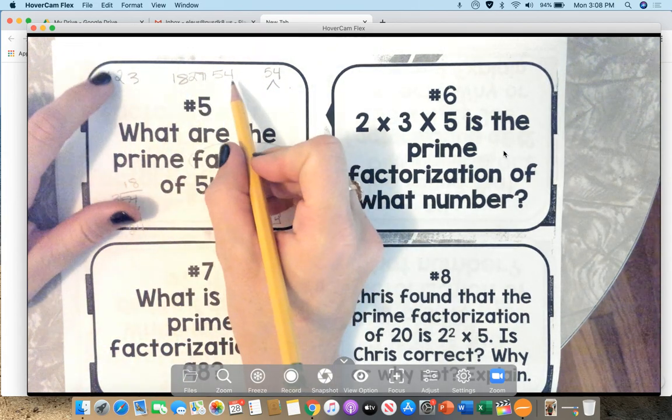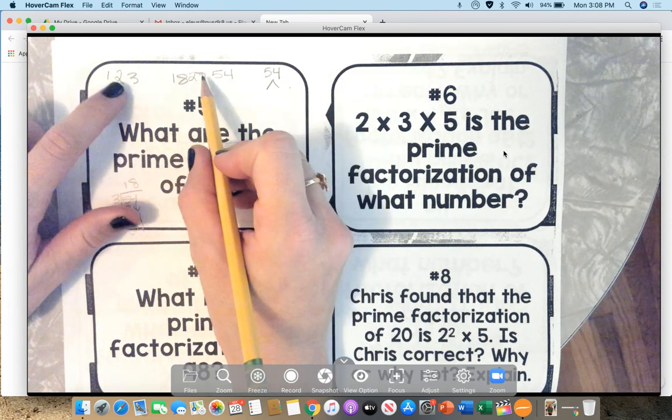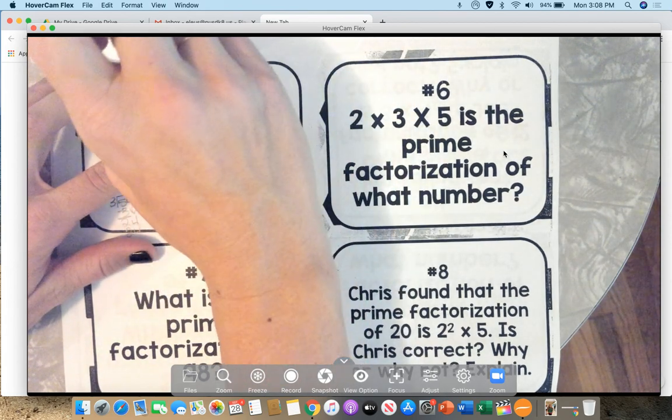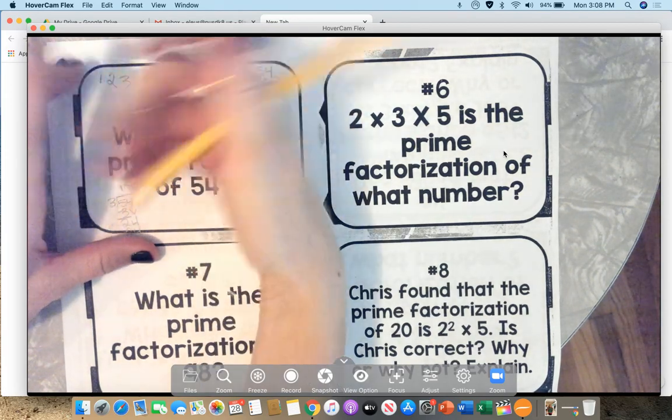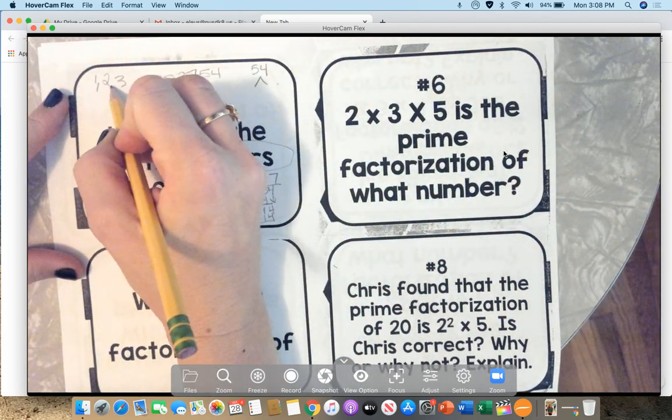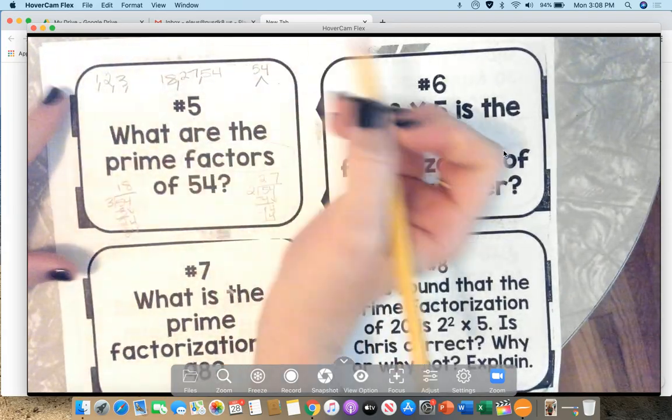Notice how I started big, 1 and 54, and now I'm filling in the blank spots. I'm finding all the factors by moving down the number line. This, honestly, I think is the easiest way. So we got 1, 2, 3, 18, 27, 54.